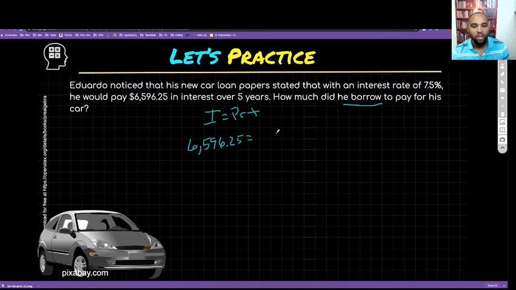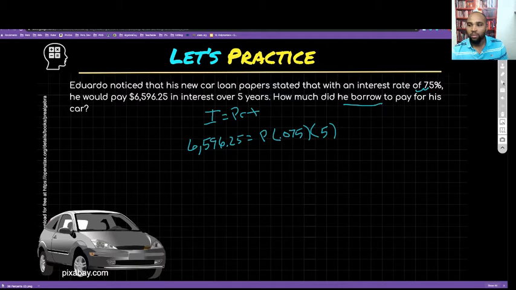6,596.25 equals, we're looking for P. We know the rate is 7.5%. Percent, we're going to divide it by 100, so this is 1, 2. So it's going to give us 0.075. And T in years, 5 years.